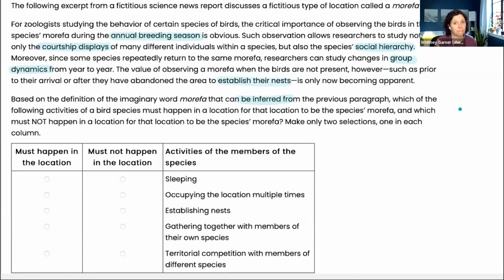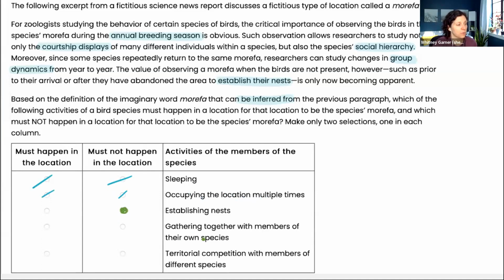So it would seem like what must happen in that location is some variety of social activities. And what definitely does not happen there would be nesting. And so this is how we get to our answers of, like, I know nothing about sleeping, like maybe they do. I don't know that they occupy it multiple times, like that same location maybe. But I do know that they establish nests elsewhere. So that's definitely going to be something that doesn't happen.